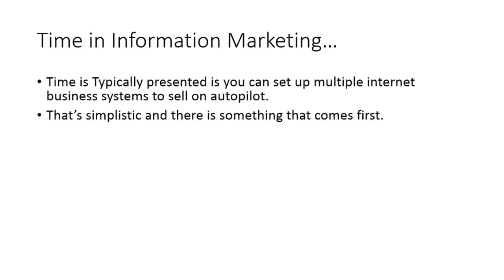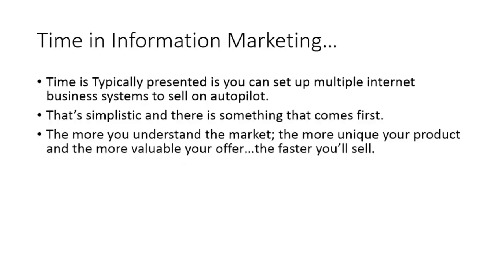Now, it seems that simplistic, but I want to tell you what comes first. Here's what's key in information marketing. The more you understand your market, right? You might say, well, I'm in the weight loss niche. Well, do you understand that market? I'm in the low carb dieting niche. Do you understand the market? I'm in the low carb dieting and on a budget niche. Do you understand that market? The more unique your product, the more valuable the offer, the faster it's going to sell.